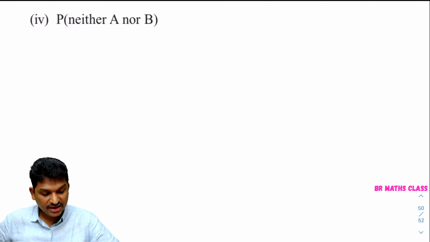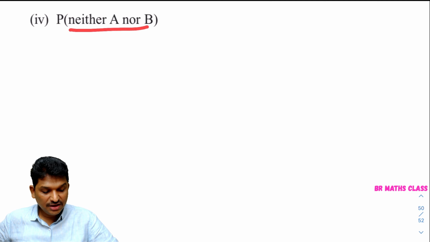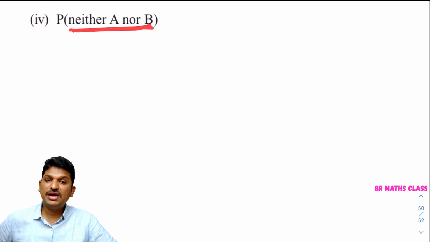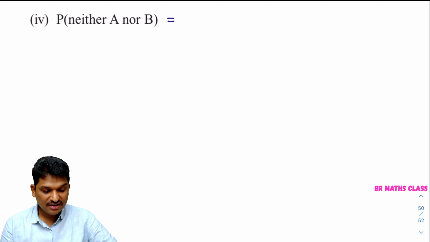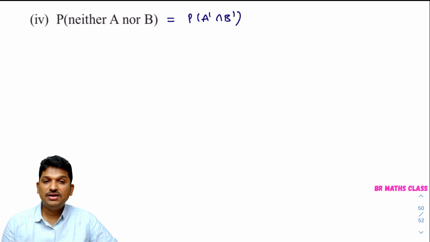Probability of neither A nor B. We use this very frequently in sets chapter. Neither A nor B. Neither A nor B means not A and not B. Okay. So this is probability of not A and not B.